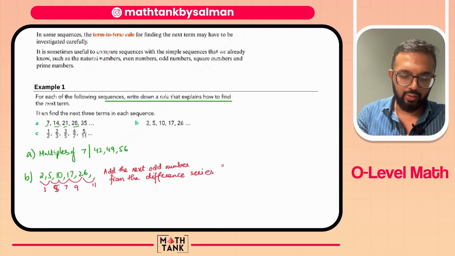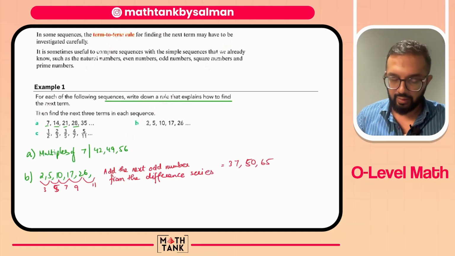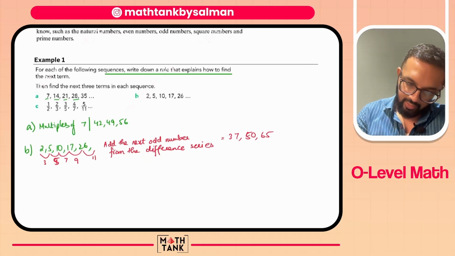so you get 37, sorry, 26, 37, then you need to add 13, so you get 50, and then you need to add 15, so you get 65. So those are the next three terms of the sequence.